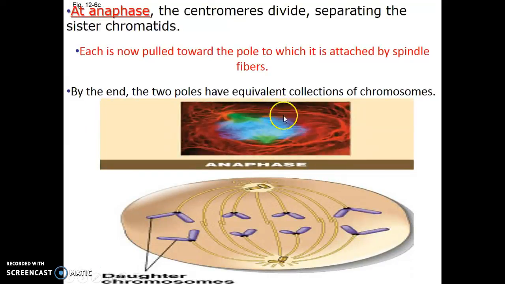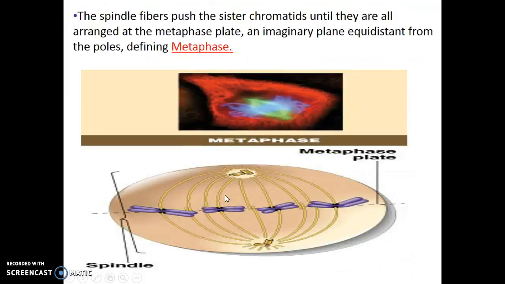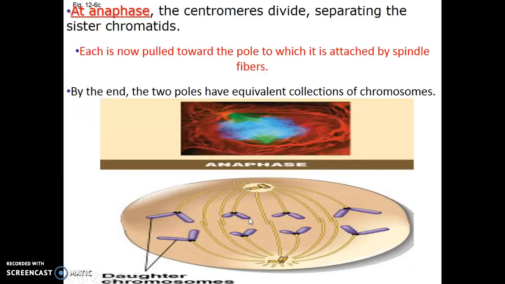Then we have anaphase. At anaphase, the centromeres divide, separating the sister chromatids. Here's the centromere. Since they were attached in this picture, they move apart and are no longer attached together. Each is now pulled toward a pole: one to the north, attached by spindle fibers, and the other pulled by the same spindle fibers to the south pole.